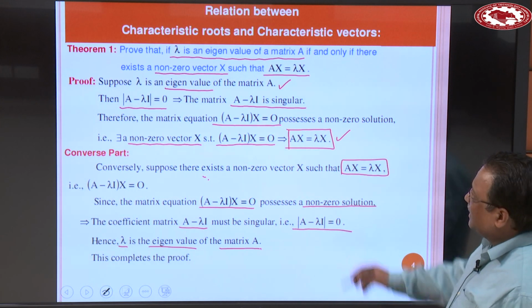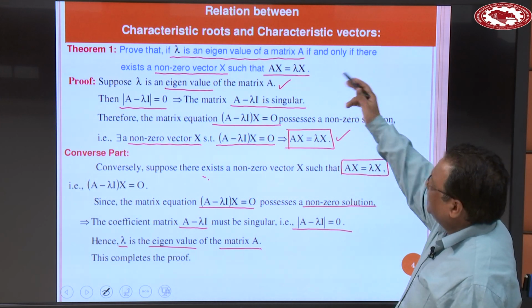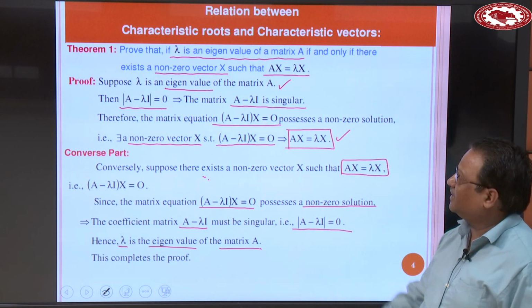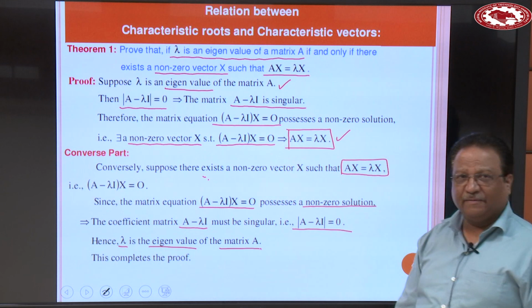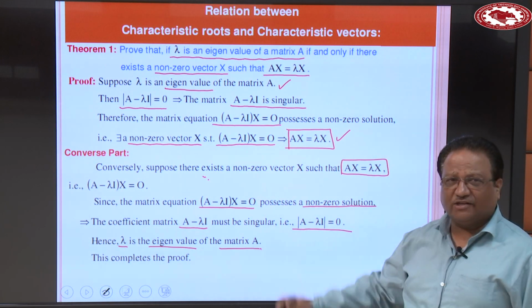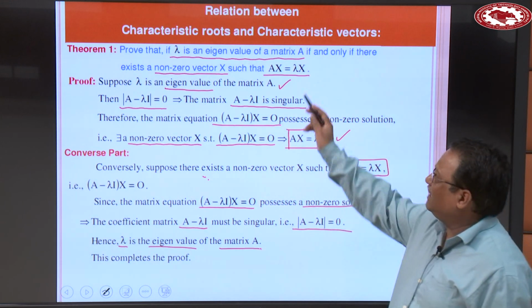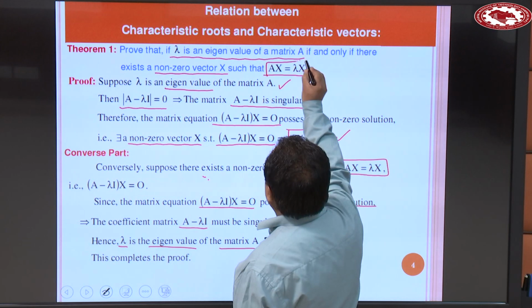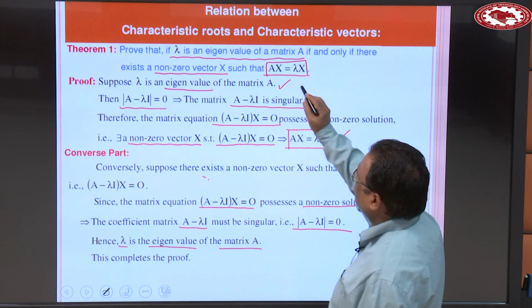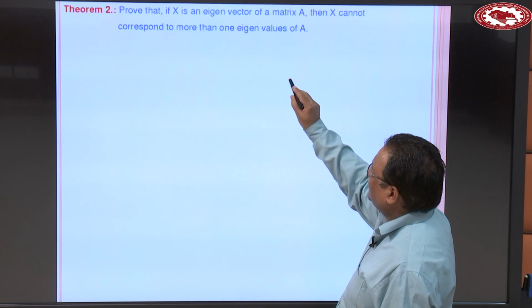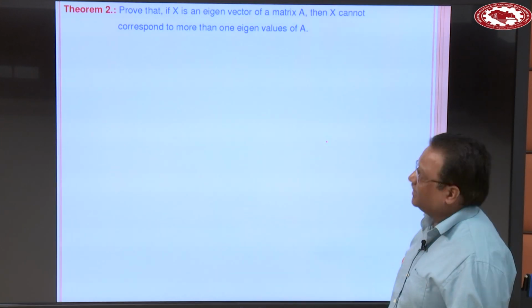If lambda is an eigenvalue of A, then definitely there exists a non-zero vector X such that Ax is equal to lambda x. And if Ax is equal to lambda x, where x is a non-zero vector, then definitely lambda is an eigenvalue of A. So, this means that this equation Ax is equal to lambda x shows that lambda is an eigenvalue of A and X is the corresponding eigenvector.